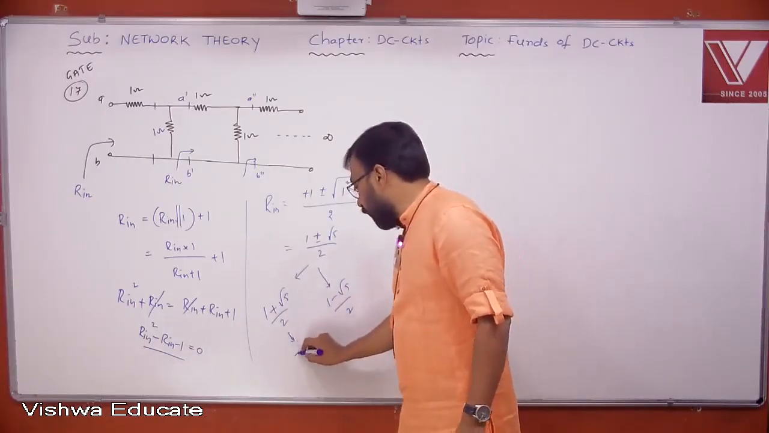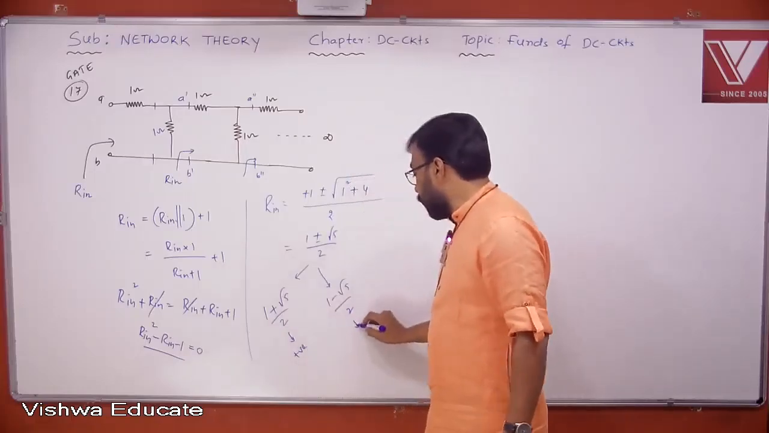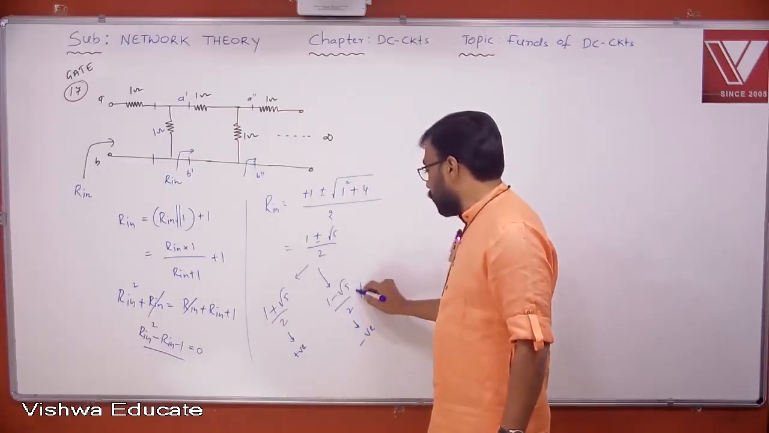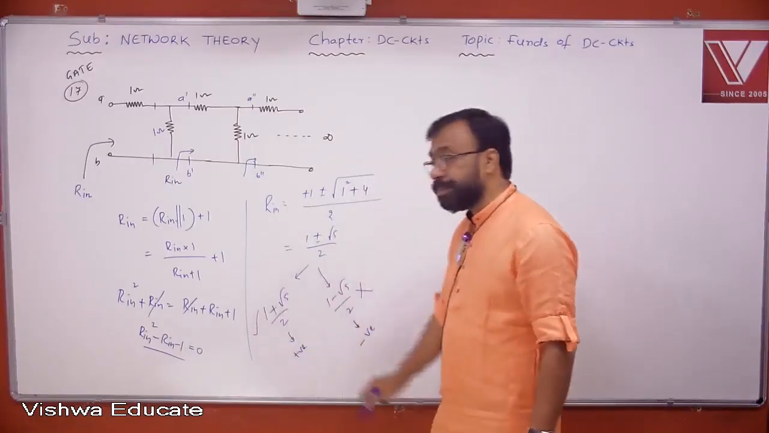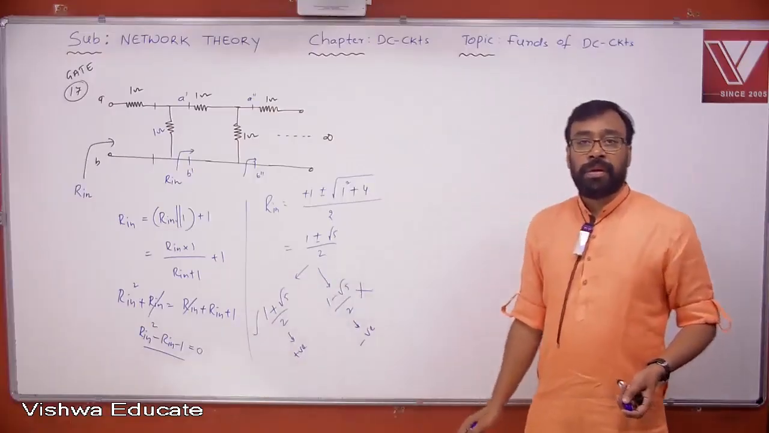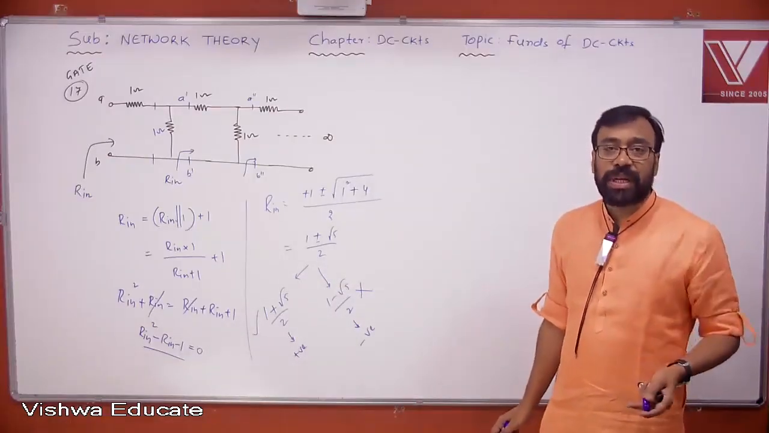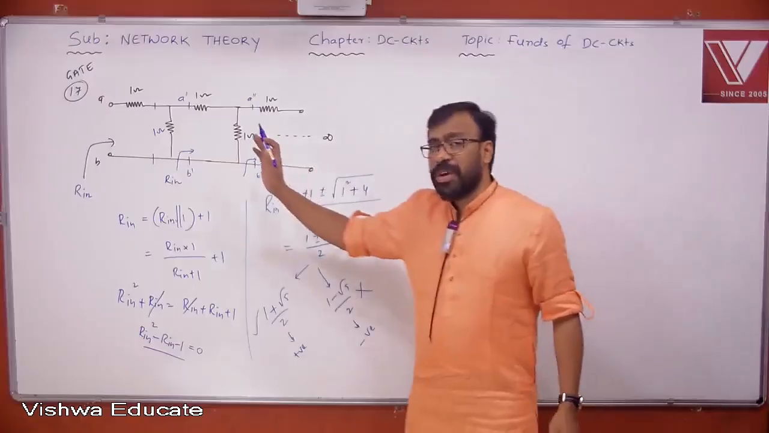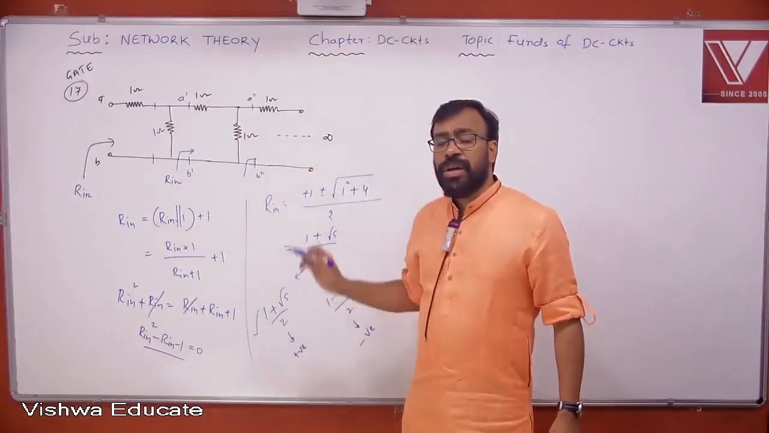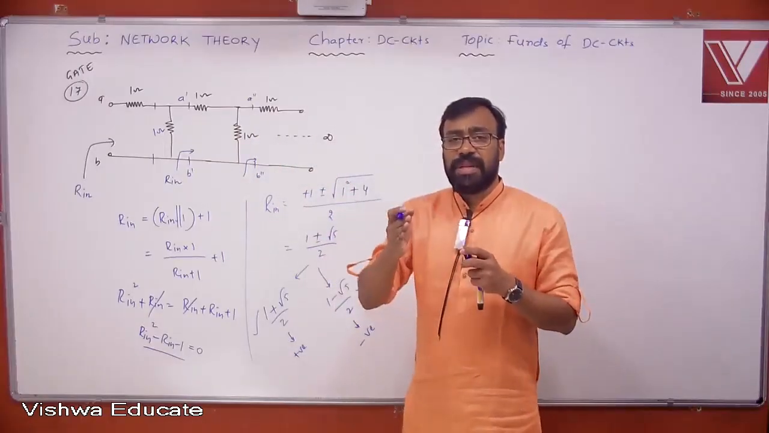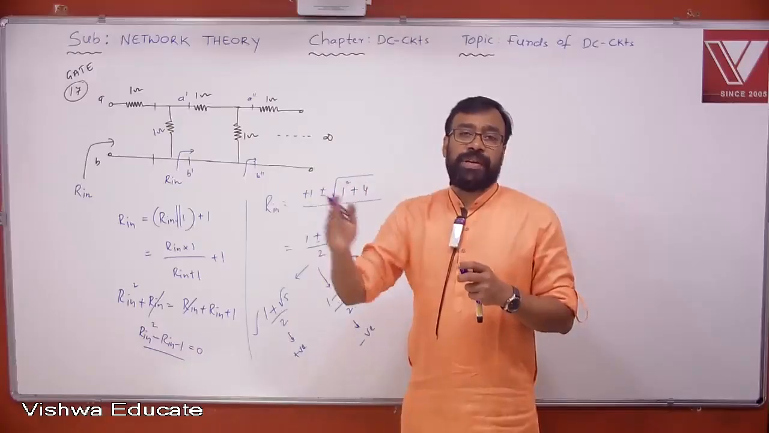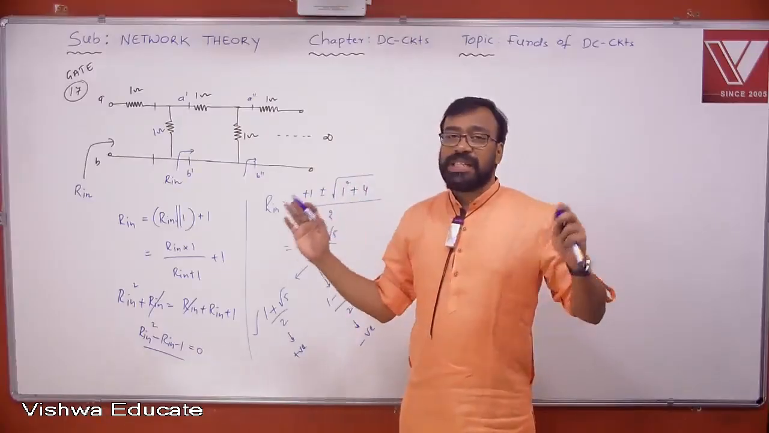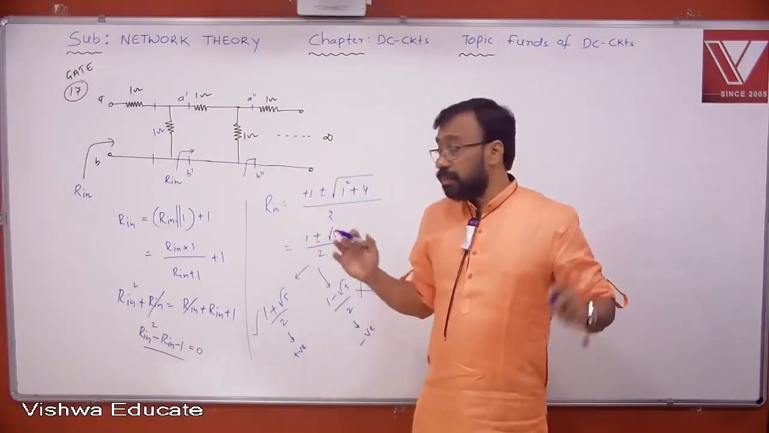This is a positive value and this is a negative value. This is invalid, but this is valid. Simple. So what is the answer here? 1 plus root 5 by 2 is the answer. What is the standard procedure? Tell me, all of you. Whenever an infinite network is given, you have to identify the terminals where the network is getting repeated. Then you automatically get some idea. Understand? Please note down this.